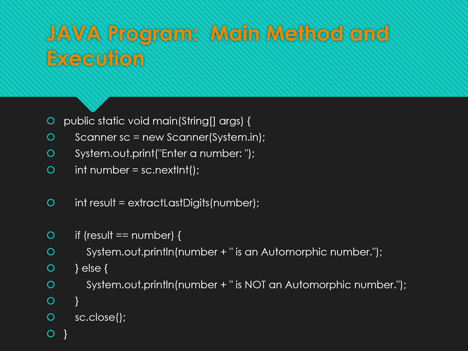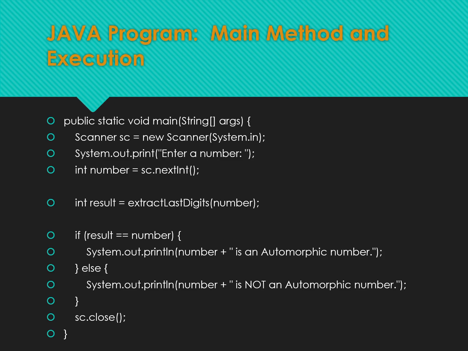Then comes the most important part, the comparison. We check if result is equal to number. If it is, the number is automorphic, and we print a message saying so. If it's not, we print that the number is not automorphic. Finally, we close the scanner object with sc.close to free up system resources, a good practice in Java.